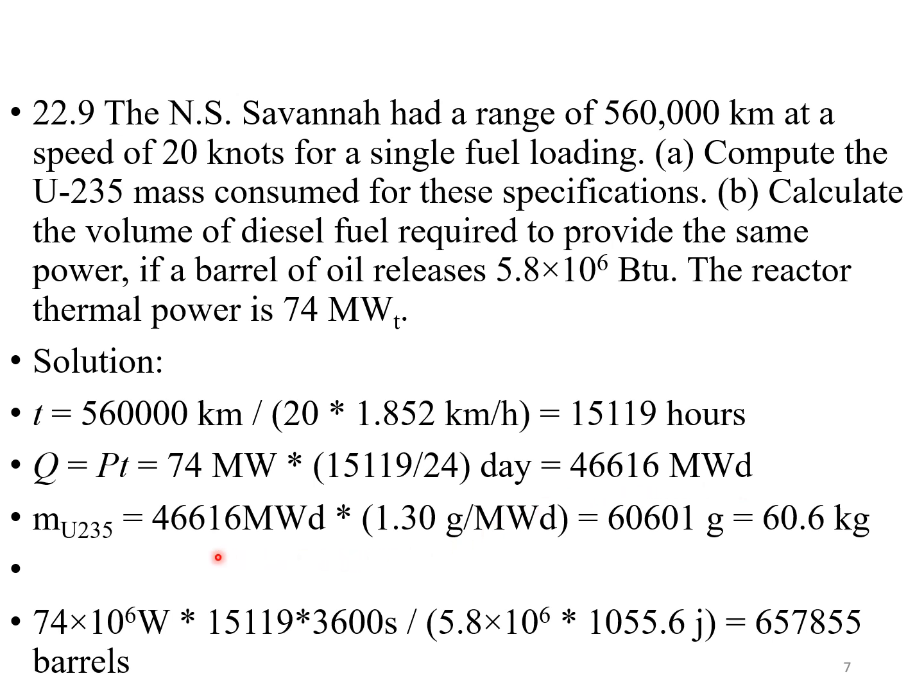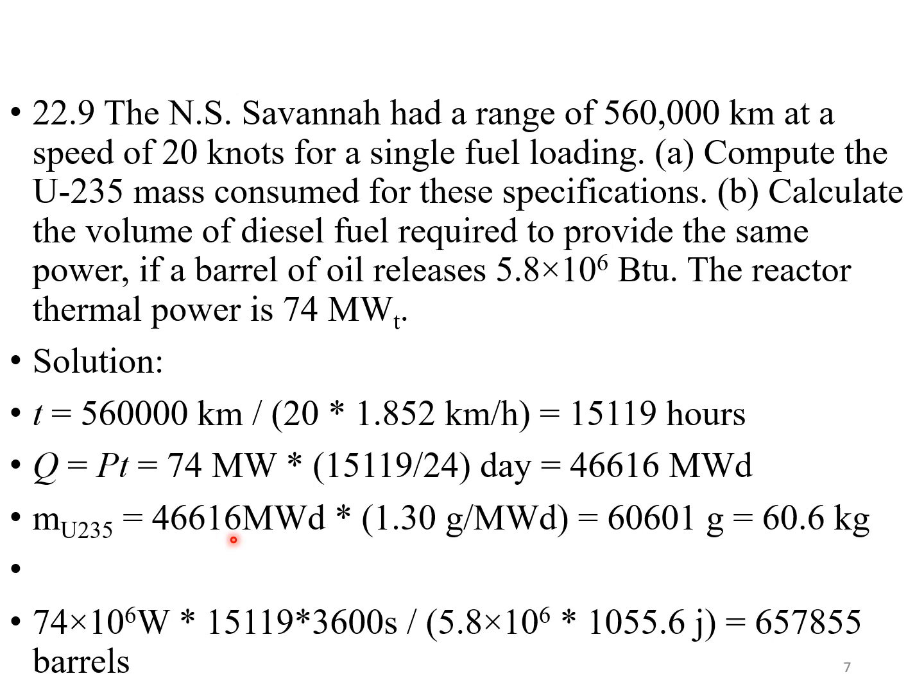We also know that to produce 1 megawatt-day, it will consume 1.3 grams of uranium-235. Therefore, we use this number of megawatt-days times this factor. So we get this amount of uranium-235 that is consumed. That is 60.6 kilograms. It is not a very large mass.